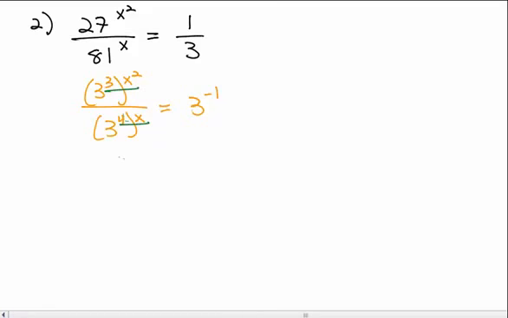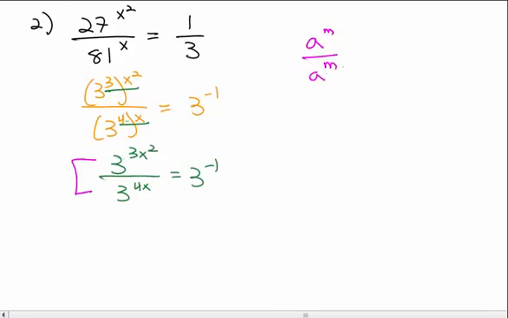We then need to multiply our exponents together, giving us 3 to the 3x squared over 3 to the 4x equals 3 to the negative 1. And again, this time on the left, we've got a double 3. This time the double 3 comes from division. And you remember the exponent property that when we're dividing with the common base, we will subtract those exponents. So let's do just that. We have 3 to the 3x squared minus the 4x equals 3 to the negative 1.